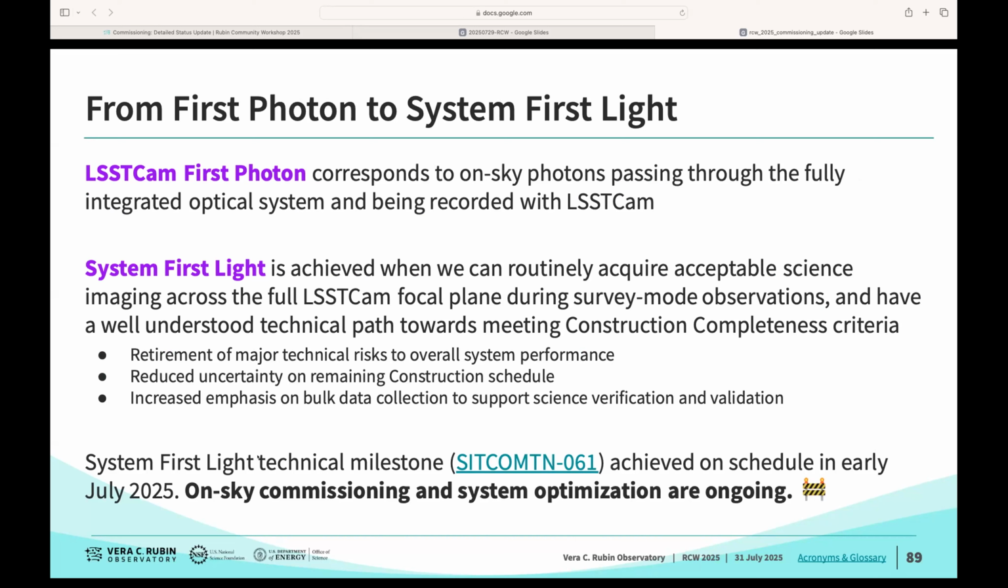So this requires retirement of the major technical risks, it requires reduced uncertainty on the remaining construction schedule, and it requires a shift to an emphasis on bulk data collection. So that system first light technical milestone was achieved in early July 2025, on schedule. We had a very detailed week-by-week schedule, and we've been able to hold that through the on-sky commissioning campaign. However, our on-sky commissioning and system optimization is still ongoing. Next slide.